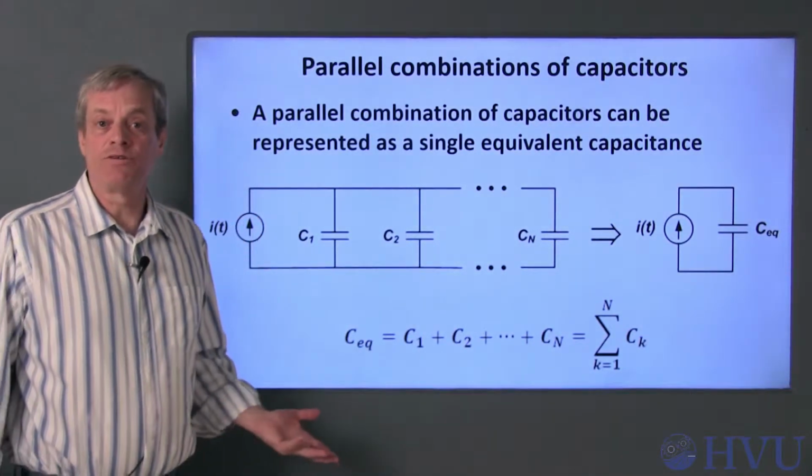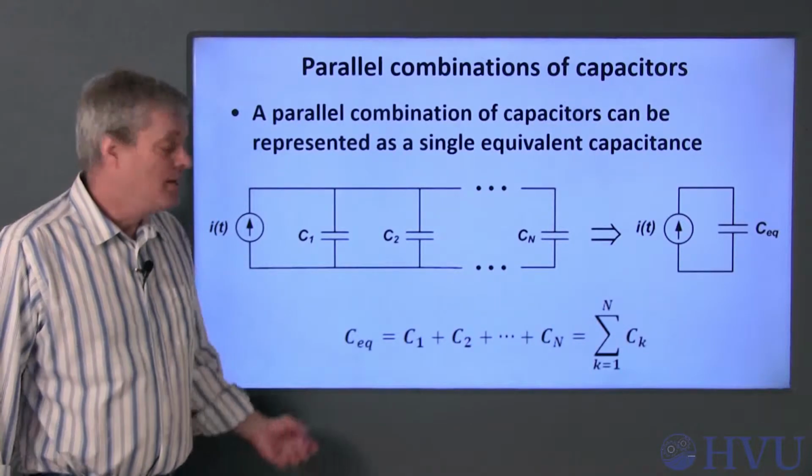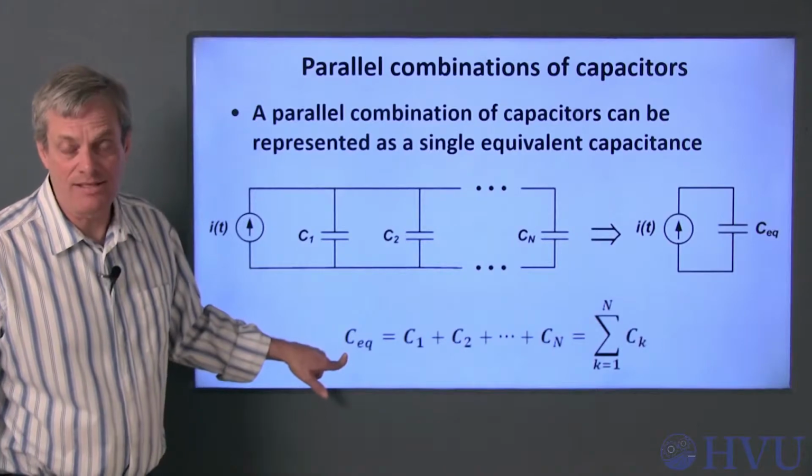This means that capacitors in parallel are combined in much the same way as resistors in series. Just add up the individual capacitances to get the equivalent capacitance.